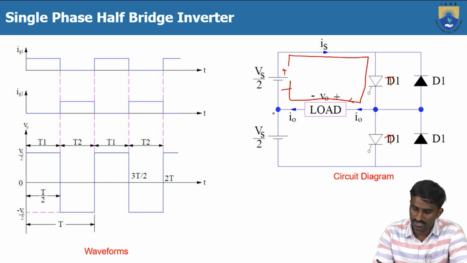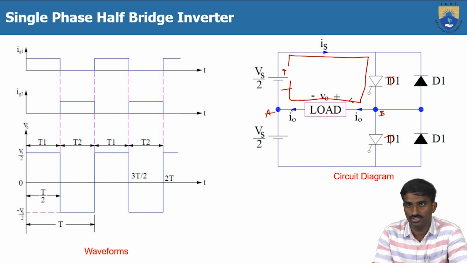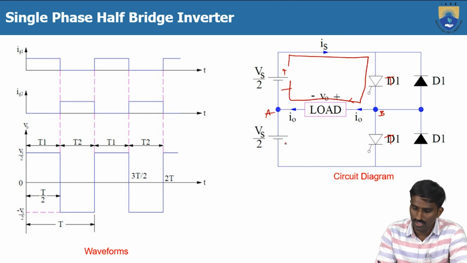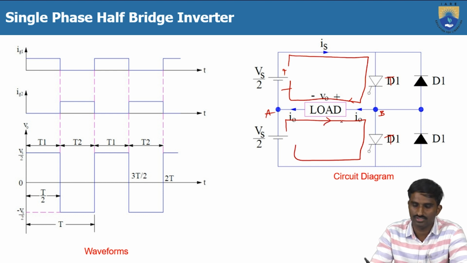Okay, so let us consider here A, B. In this case B to A is the positive direction, which means our reference direction. Then when the thyristor T2 is triggered, the other source Vs by 2 will be utilized, and in this case the current will flow in this direction.